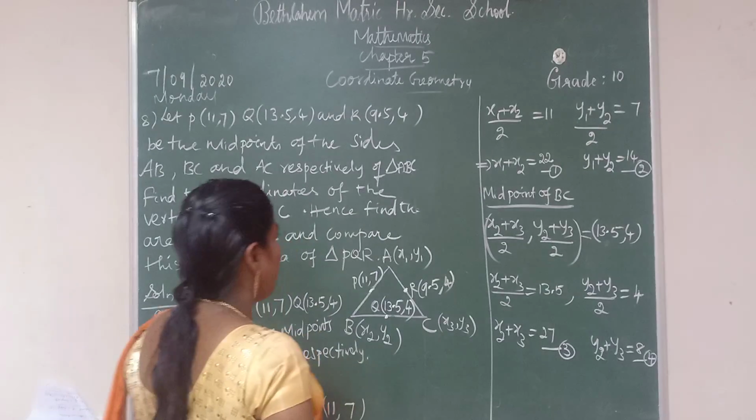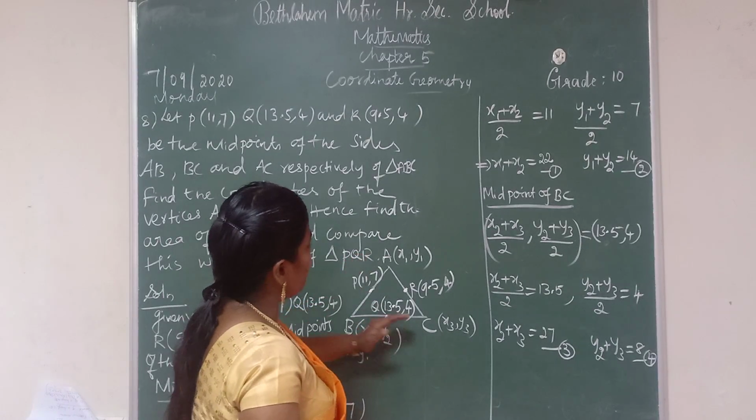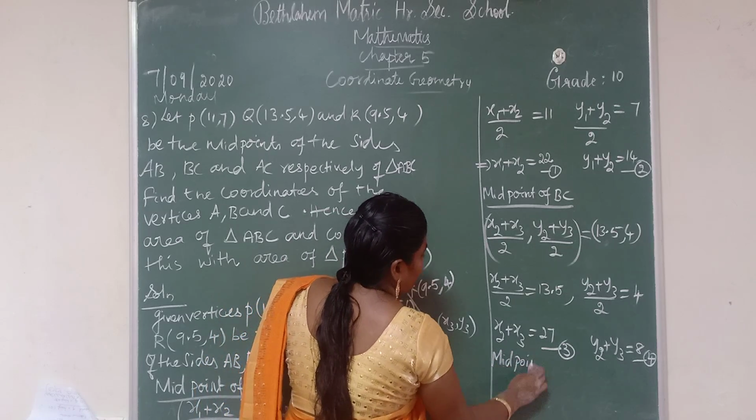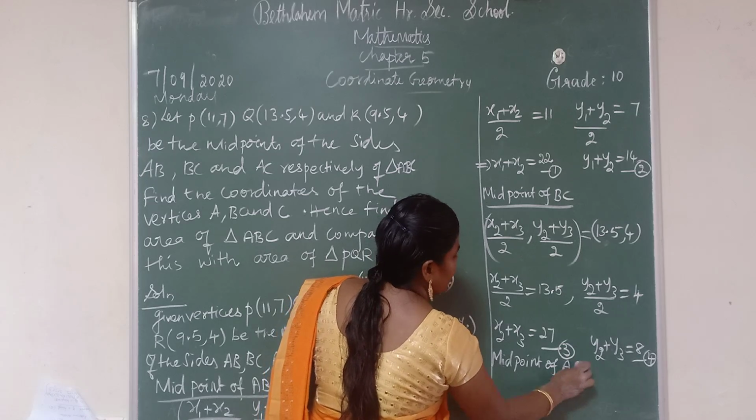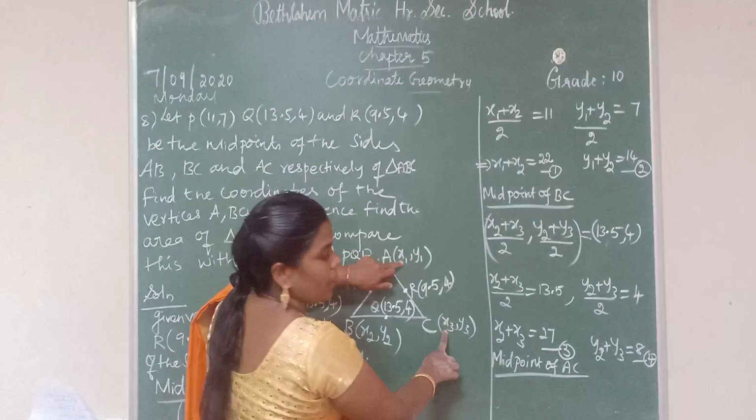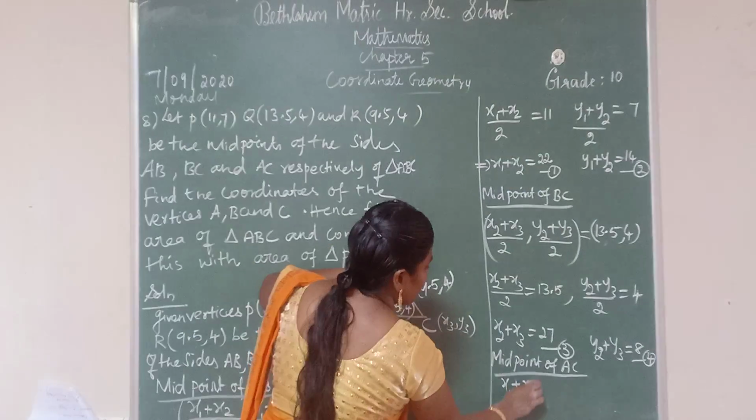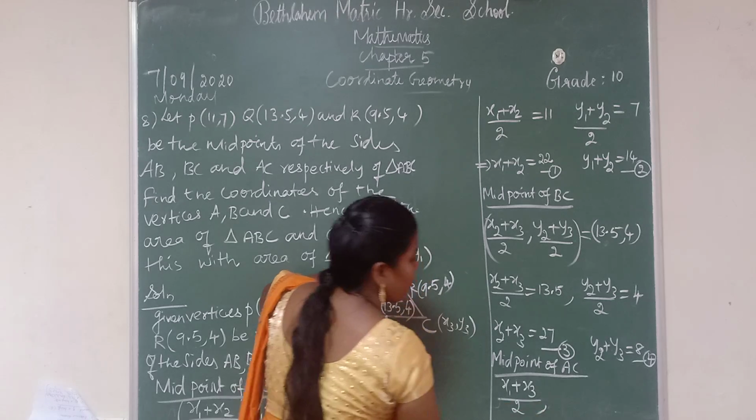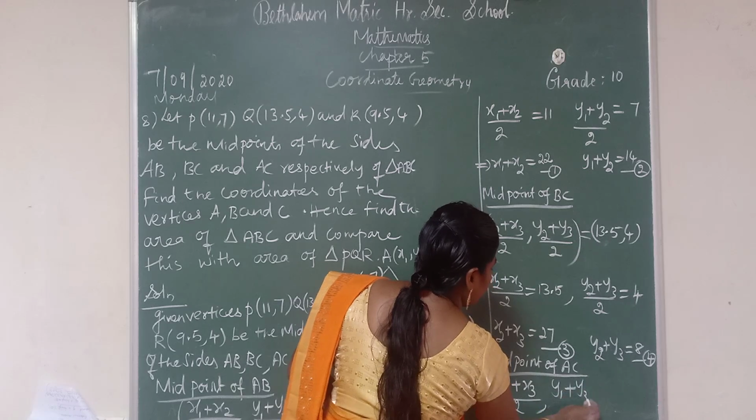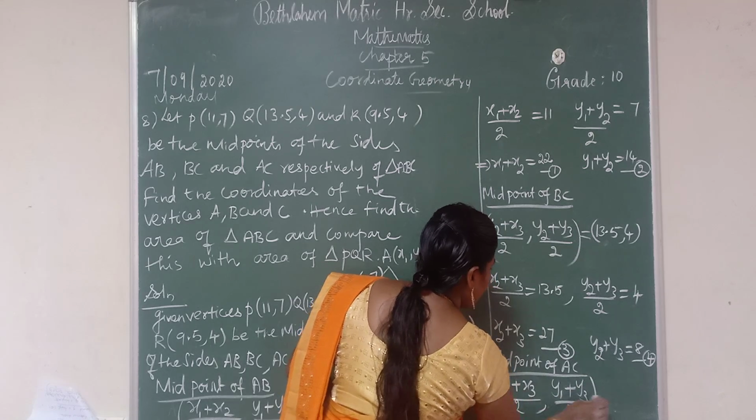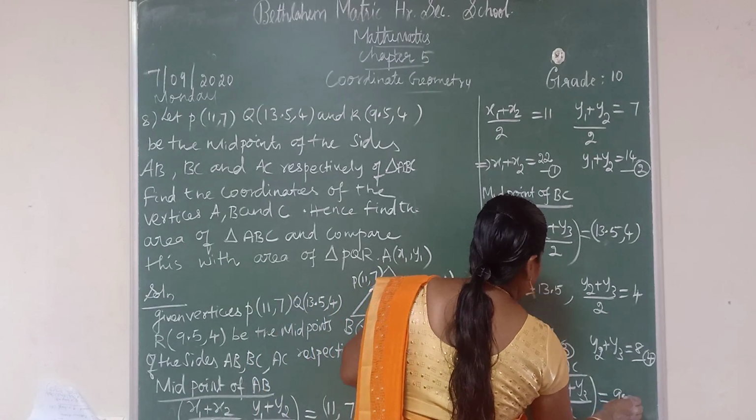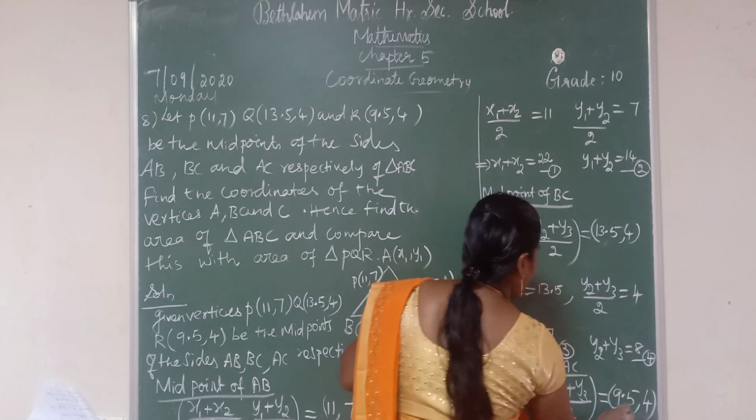Now the midpoints of AB and BC are over, then AC. The midpoint of AC is ((x1 plus x3) by 2, (y1 plus y3) by 2), which is equal to the given point (9.5, 4).